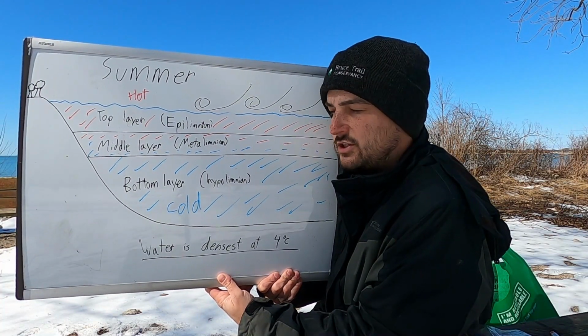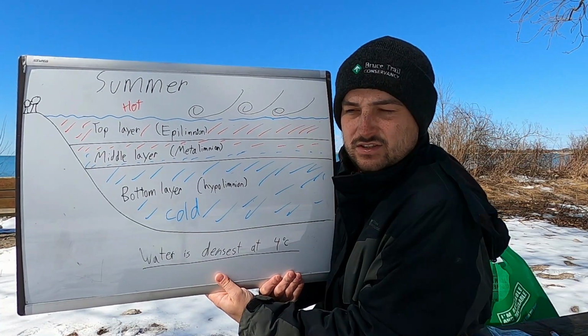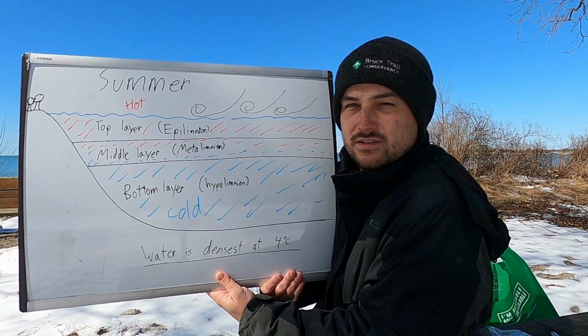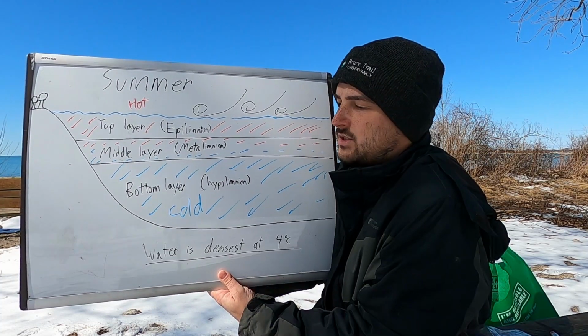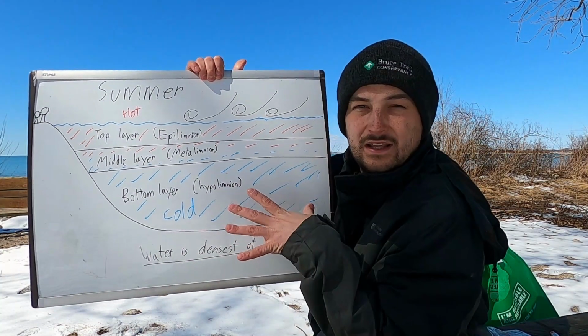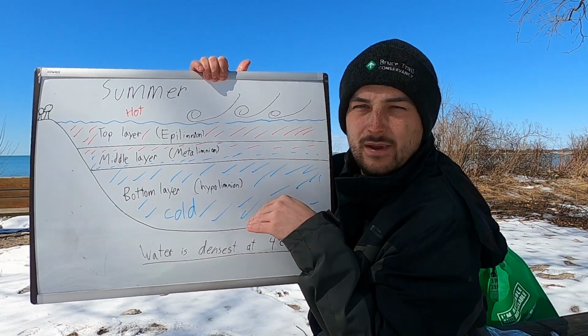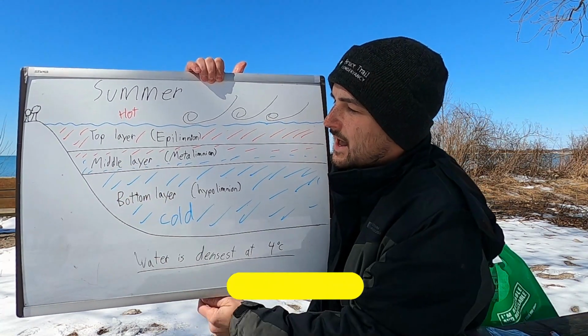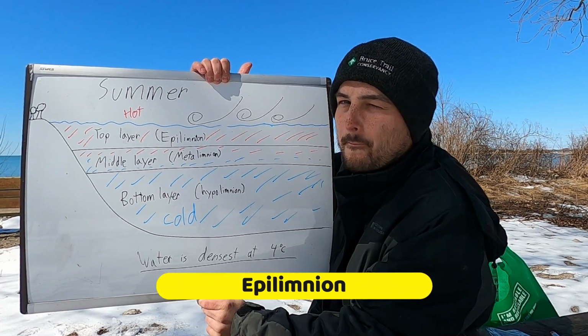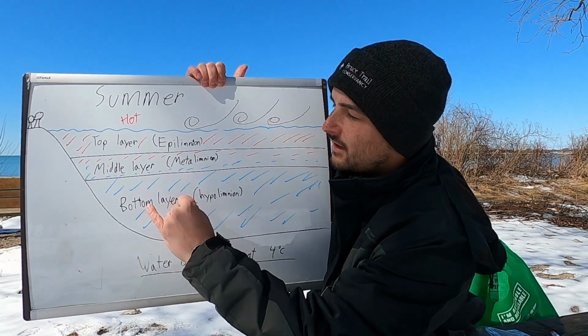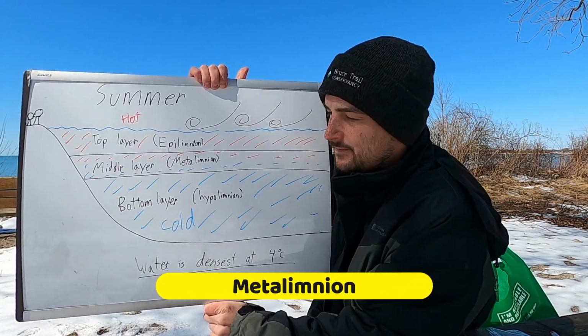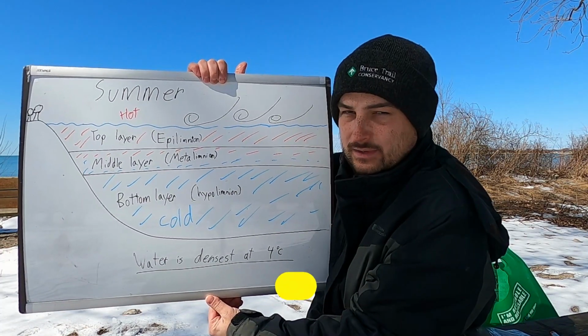So first, stratification. Basically it's water splitting up into layers based on its temperature. Right now we're looking at a deep lake, how it would look in summer. You have three of the main layers here. You have the top layer, the epilimnion, probably said that wrong. The middle layer, the metalimnion, and the bottom layer is the hypolimnion.